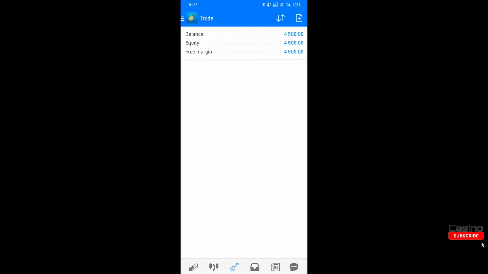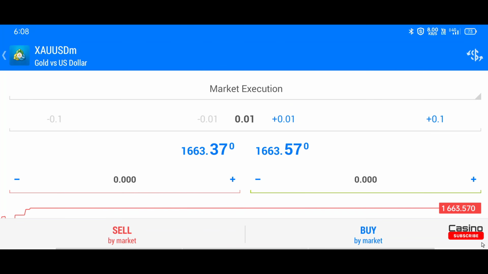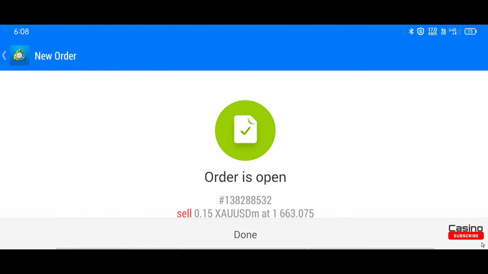I have $4,500 in this account, which will grow with proper psychology and risk management. I am increasing the lot size according to my account, which I have already calculated. I am using 0.15 lot here. See you after placing the trade.